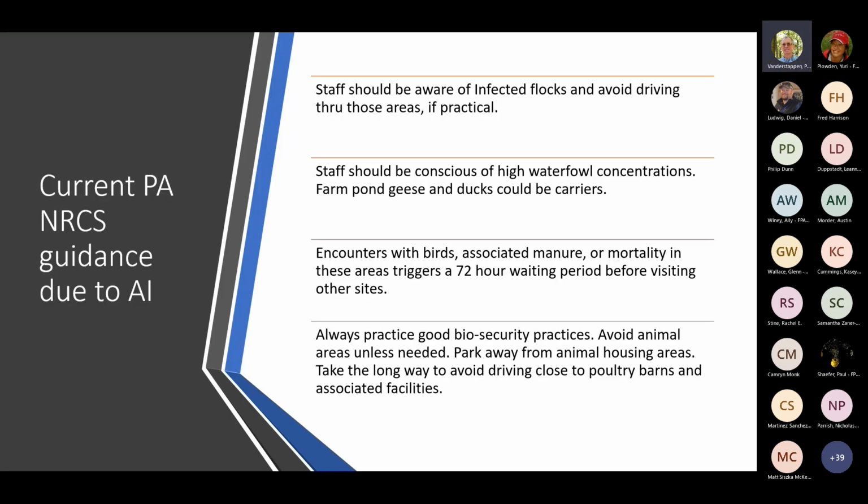So, current PA NRCS guidance due to AI. Within the last week or two, Tim Peters put out some general guidance in a news flash for the NRCS folks and the affiliates, and I kind of summarized them here.